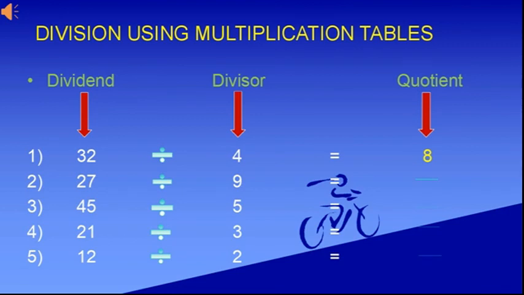Children, this is an exercise for you to solve. Here you have to use multiplication tables to find the quotient of these division sums. Let's do the first one together. How much is 32 divided by 4? Or where does 32 come in the table of 4? Yes, it is 8 times. So, 32 divided by 4 is 8. Try to find out the other answers yourself.